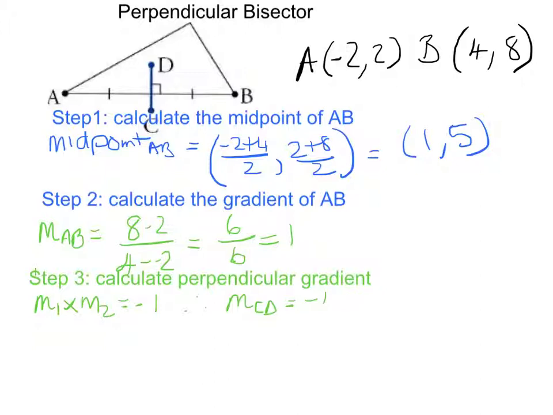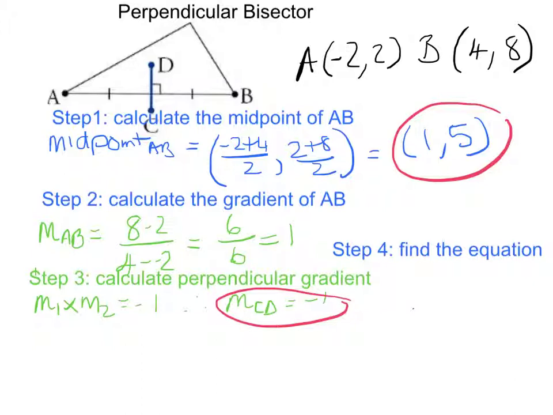Now I have a point on my line and a gradient for my line, so I can start to calculate the equation of the line, which is actually what I'm after. Final step is to find the equation of the line. So I'm going to use y - b = m(x - a). I'm going to use my gradient of negative 1. a is going to be 1 and b is going to be 5.